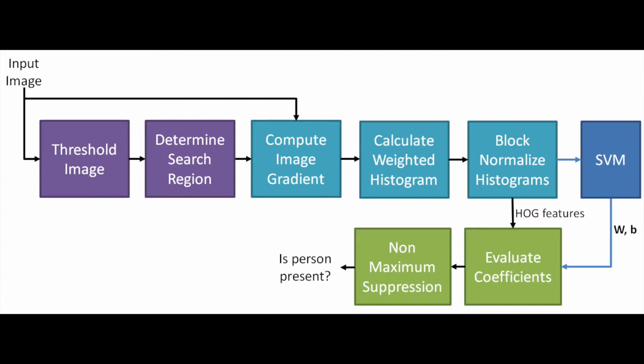In the training stage, shown in blue, many feature vectors can be given to a support vector machine, or SVM, that will develop classification weights W and B. Then, these weights can be used to evaluate an arbitrary input image to determine if a human is present or not.